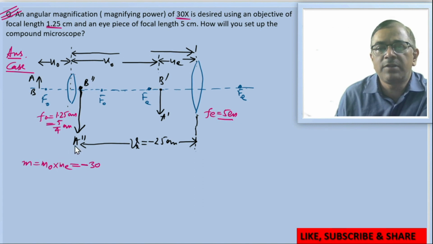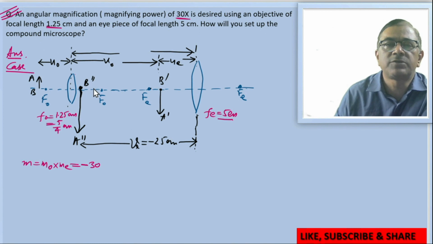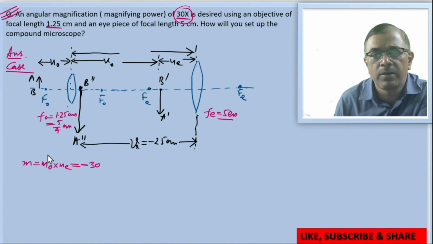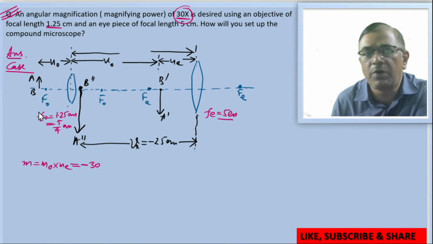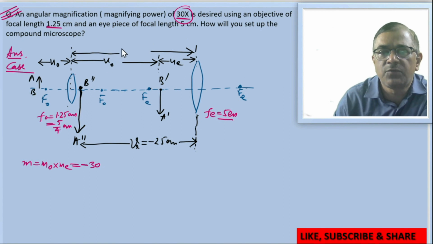Let's see what we are supposed to find. We are supposed to tell how the compound microscope should be set up so that we have the magnification equals 30x. So what they basically want to know is how far this object should be placed so that total magnification becomes 30. Is that right? And further, they're also interested in what should be the separation between the two lenses, VO plus UE.